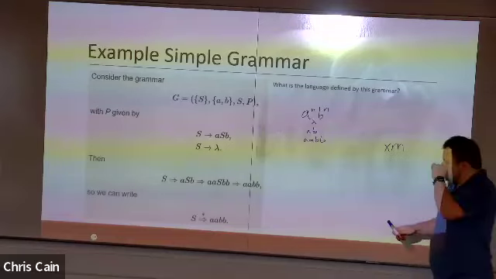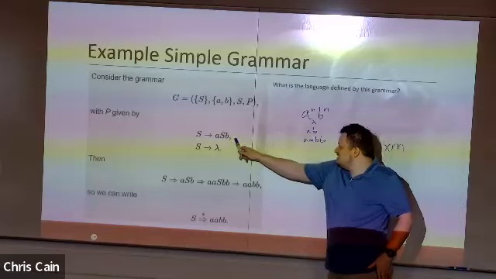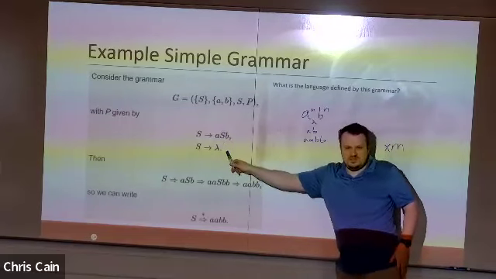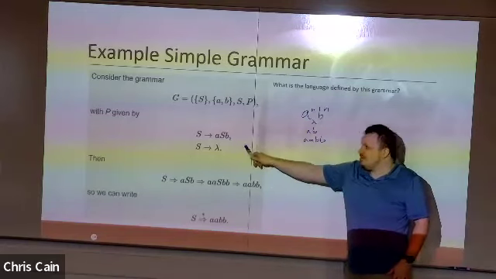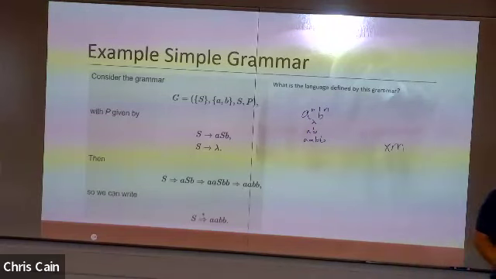So this grammar defines the language: if you can produce something with this grammar, it's going to be in this language. If you can't produce it with this grammar, then it's not in this language. So it's a complete grammar for the language a to the n, b to the n.